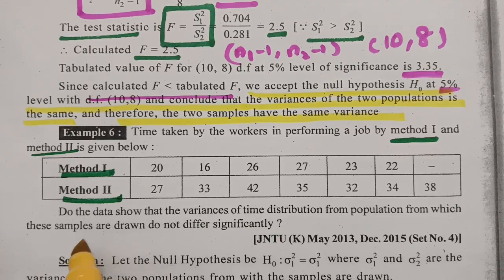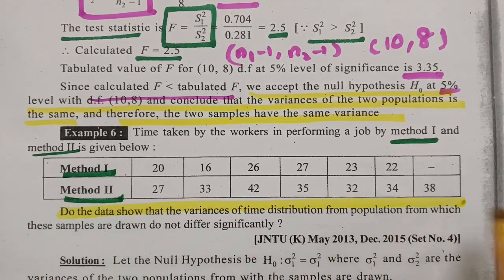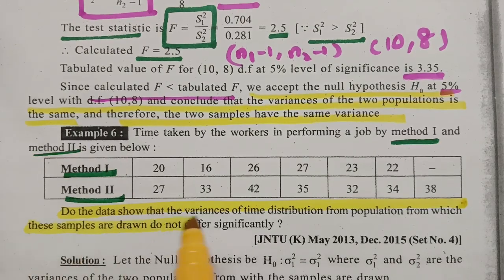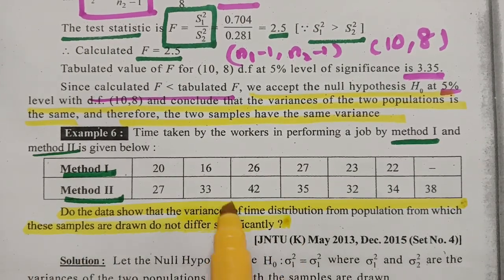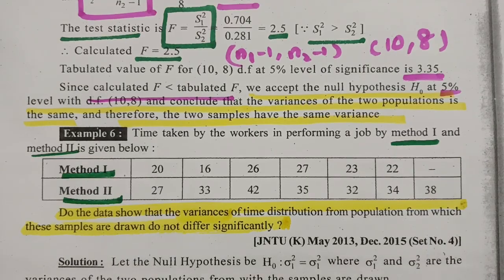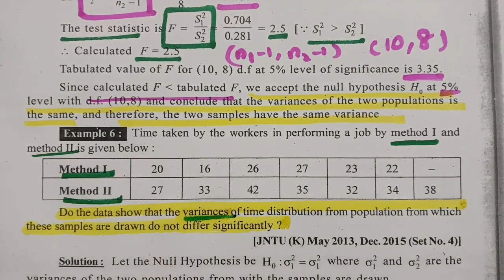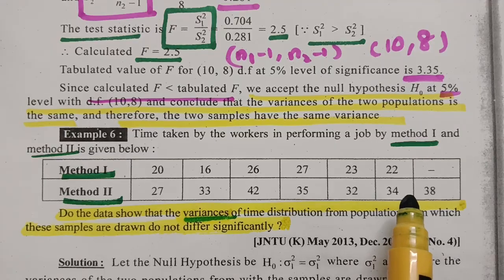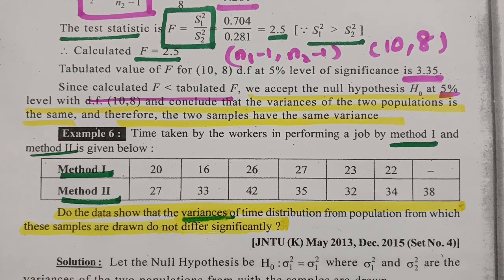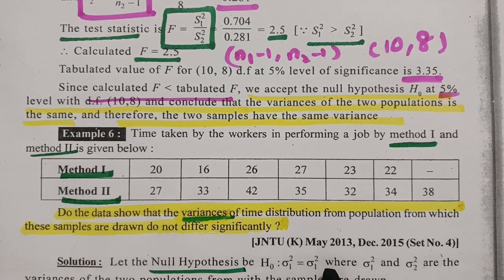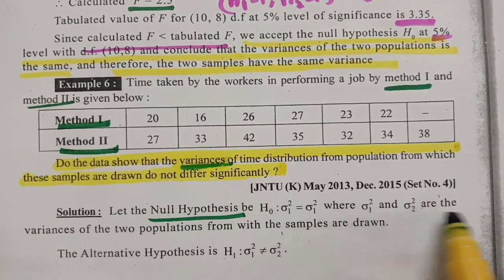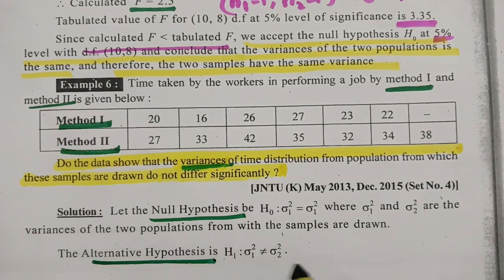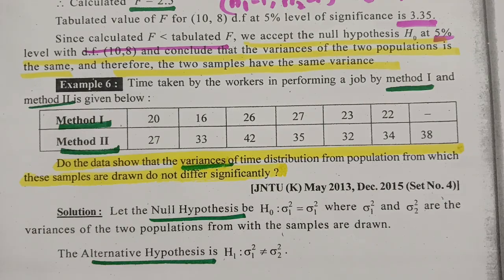And next, do the data show that the variances of the time distributions of the populations from which the samples are drawn do not differ significantly? Here they are asking particularly about the variance. If they ask about the variance, which test do we take? The F test. As the n value is less than 30, we take the small sample test and go with the F test. As usual, the null hypothesis is sigma 1 square is equal to sigma 2 square, where sigma 1 square and sigma 2 square are the variances of the populations from which the samples are drawn. And the alternate hypothesis is sigma 1 square not equal to sigma 2 square.